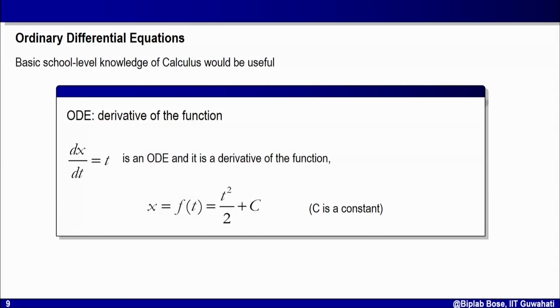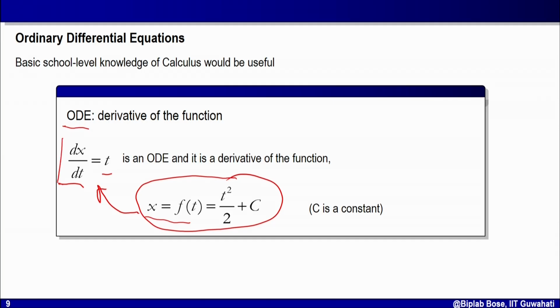By ordinary differential equation, what do we mean? An ODE, an ordinary differential equation, is nothing but a derivative of a particular function. For example, here I have a function of t, x, equal to t square by 2 plus c. If you differentiate x with respect to t, you get dx/dt, and by the simple formula of differentiation, you get dx/dt equal to t.